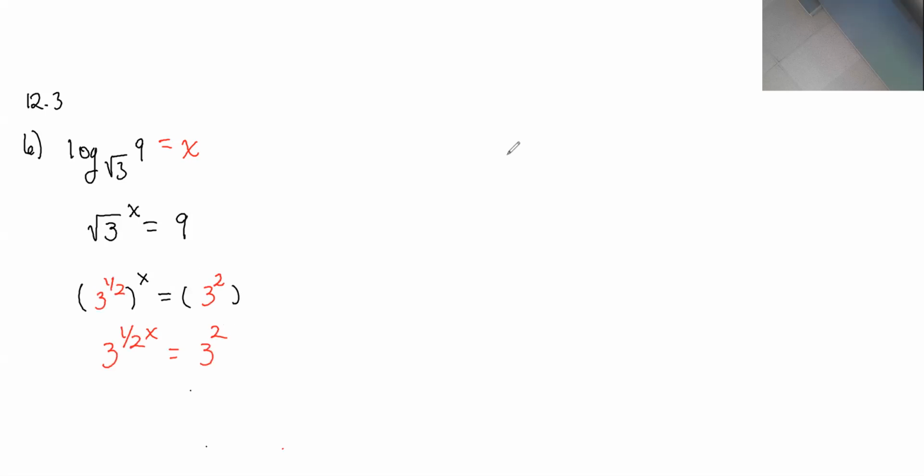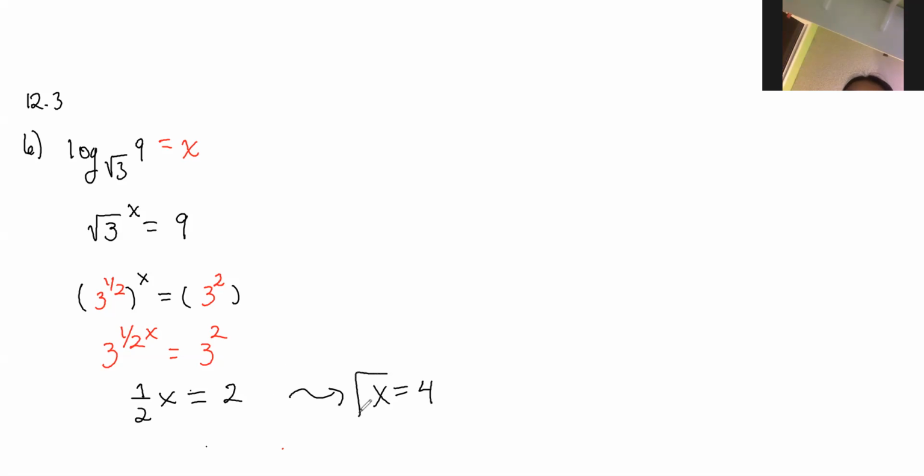And because they have the same base and exactly 1 on each side, I drop the bases, leaving behind 1/2 x equals 2. Multiply both sides by 2. What does x equal? So 4. Okay, cool. Yeah. Okay, thank you.